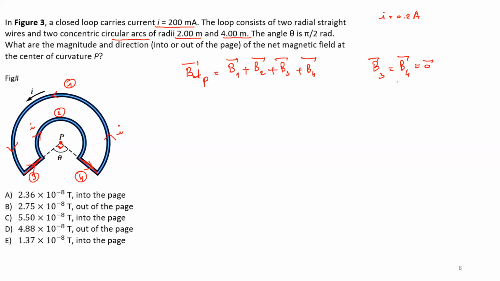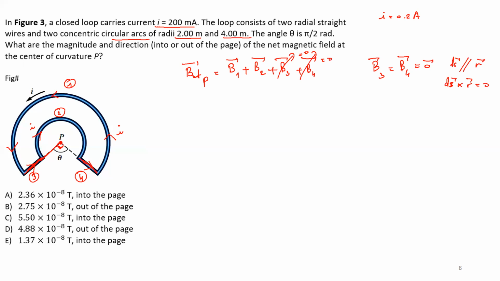Because on these two parts, 3 and 4, that are linear, ds is parallel to r. So that means ds cross r is equal to 0. So you see here ds is like this and r is like this. So here as well. So it will be 0. So these two here, I can forget about them. 0, 0. So the net magnetic field will be due to the two arcs, the two concentric circular arcs.